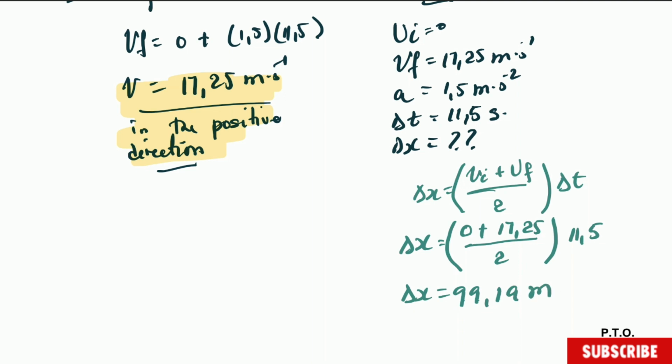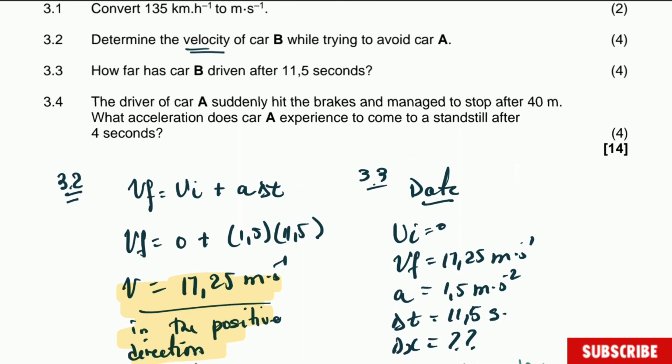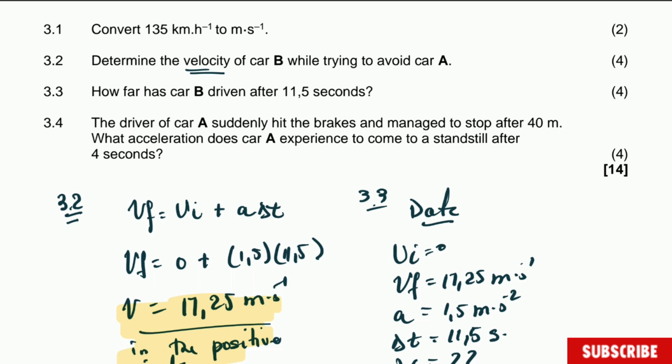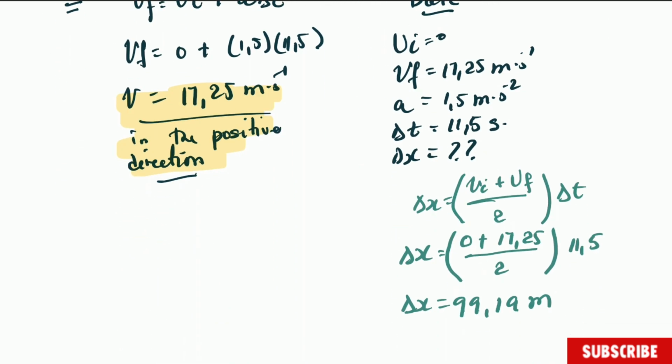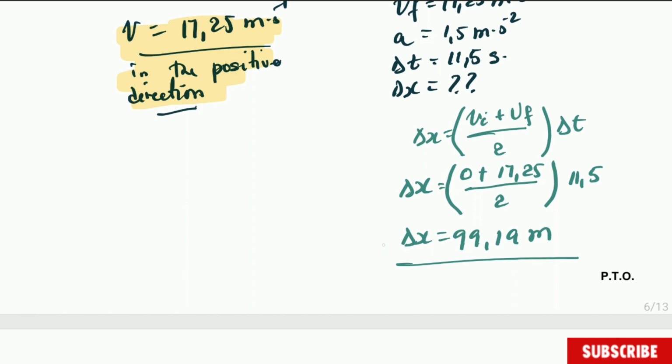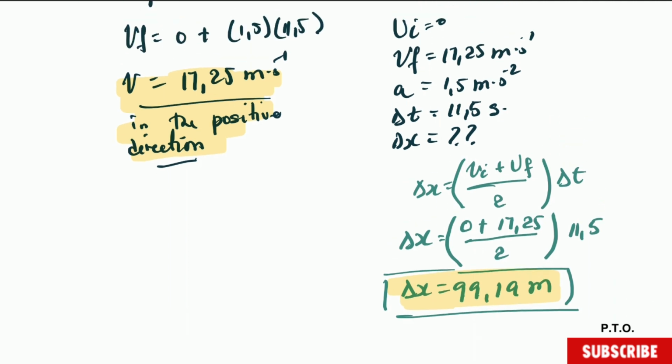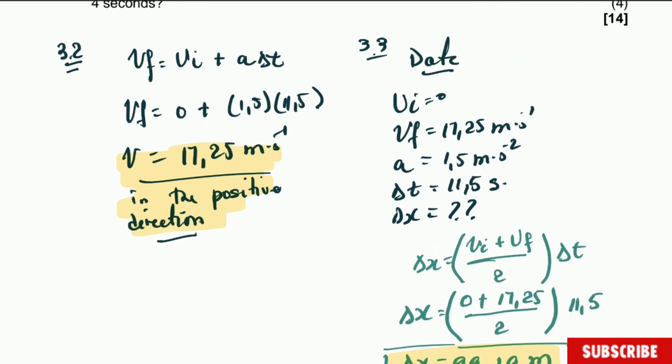So now they don't ask for displacement, they ask how far is the car. So it's not actually displacement, therefore we don't need to give a direction here. All right, but we're supposed to give the answer in meters, and that is the final answer for that question.